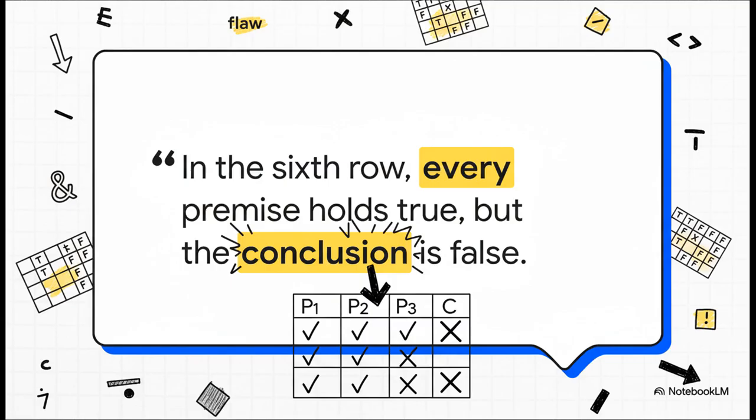And yep, there it is. Look at that 6th row. In this one specific scenario, premise 1 is true, premise 2 is true, premise 3 is true. All the clues check out perfectly, but look at the conclusion. It's false. This is the fatal flaw we were searching for.